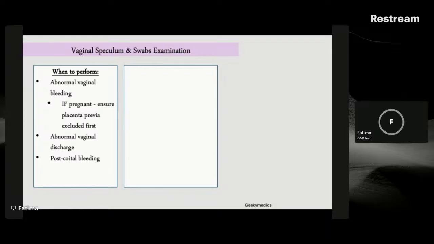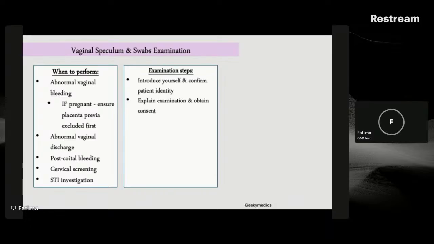Other than vaginal bleeding and abnormal vaginal discharge, if there's any postcoital bleeding, during cervical screening as well, and if you're investigating any STIs, then this is when you're doing vaginal speculum and even swabs. In terms of the examination steps, you start off by introducing yourself and you confirm the patient's identity.